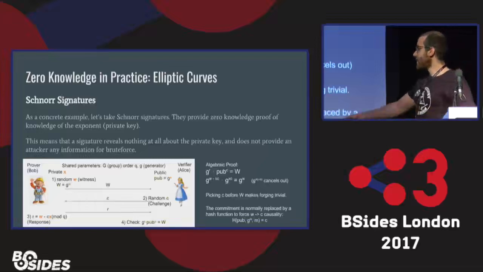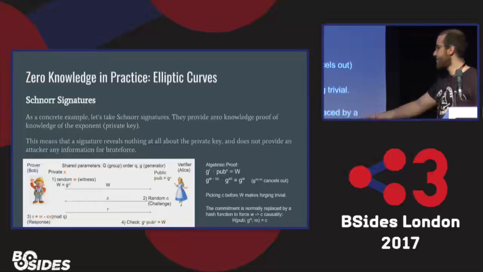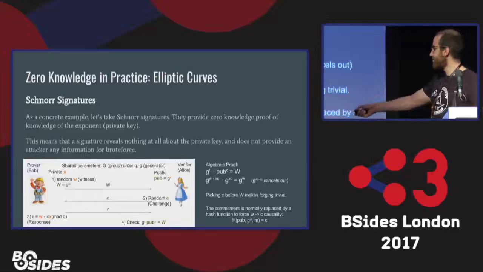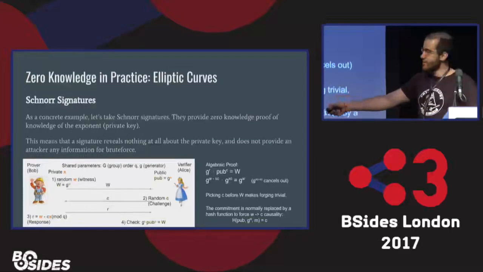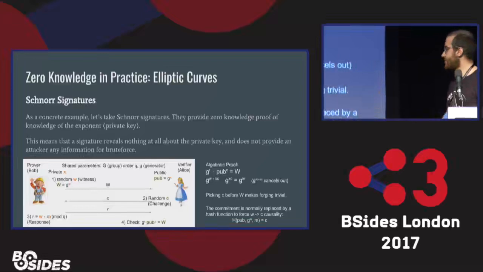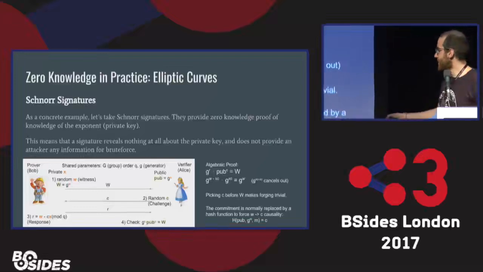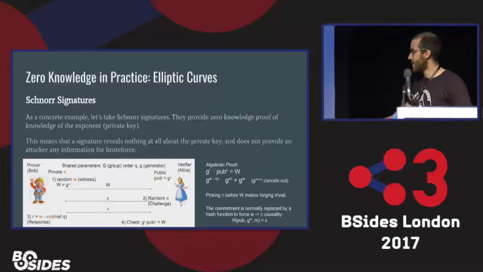So in normal signatures, this is called an interactive zero knowledge proof. Schnorr is a non-interactive zero knowledge proof. So the commitment is normally replaced by a hash function to force causality.